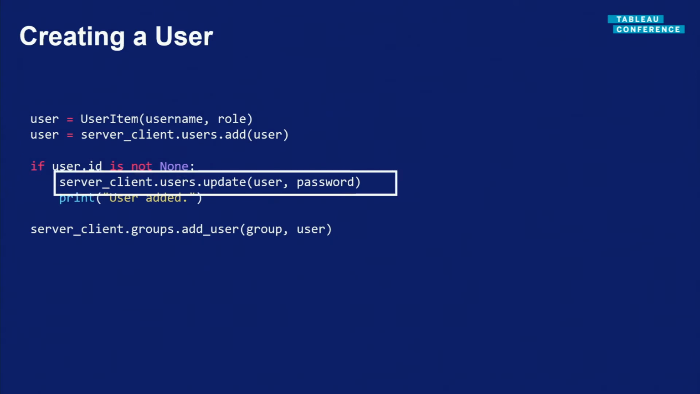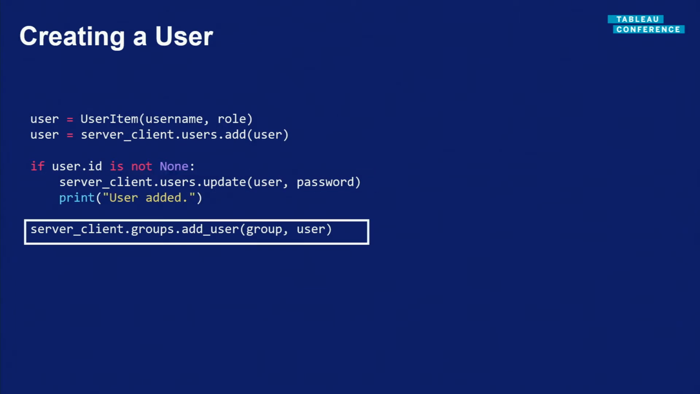For on-prem, we're also going to want to call the user's update method to set the password. However, for Tableau Online, we don't need to do this, as Tableau Online automatically sends an email to the user with a link to an activation page that will allow them to set their own password. Finally, we can use the groups add user method to add the user to any relevant groups.